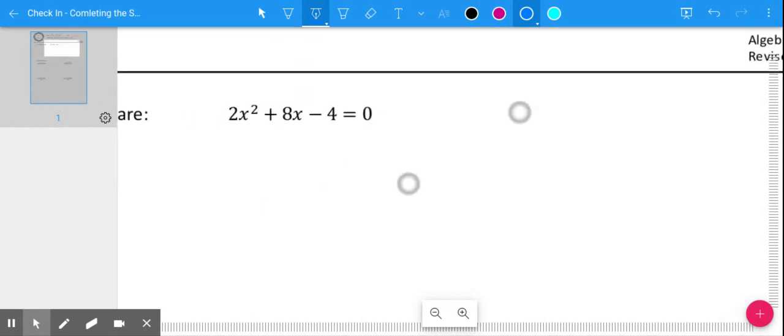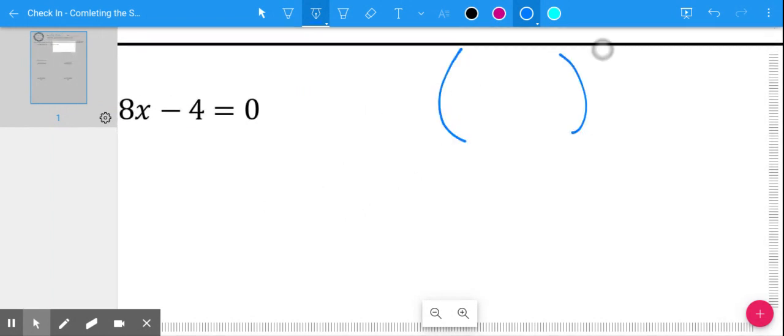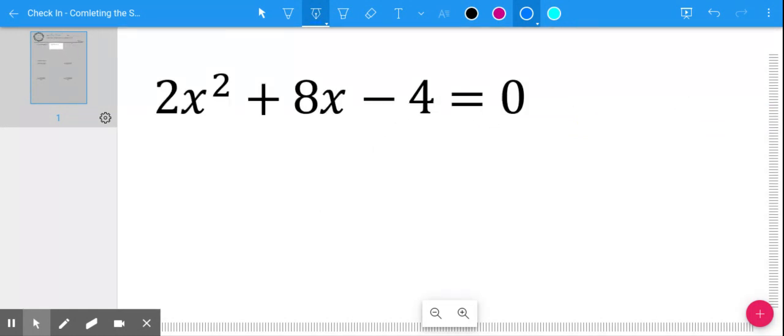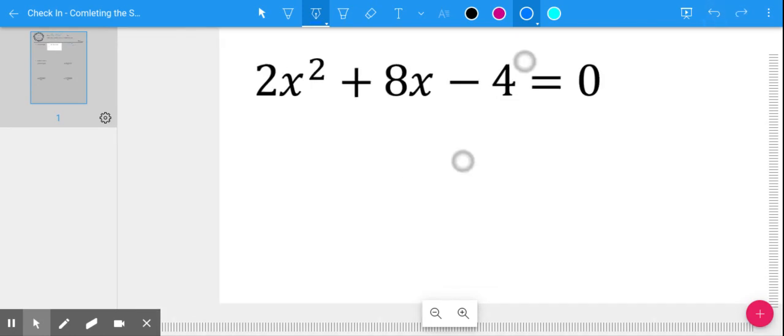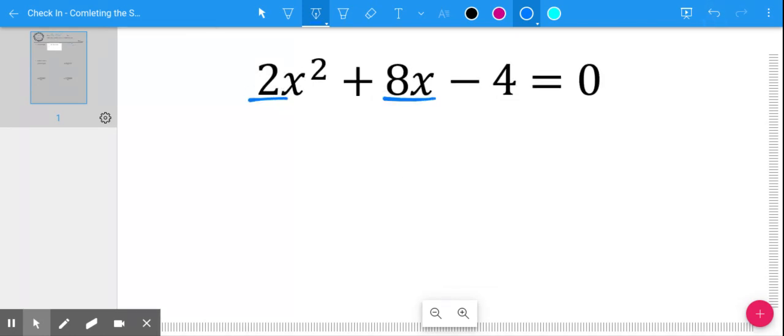Remember, our goal is to make something with the parentheses squared equals a chunk. That way we can take the square root and solve it. So that's going to be our goal. Before we can do that, we notice that 2, 8, and 4 all have a greatest common factor. So we're going to start by dividing out the greatest common factor, which is 2.